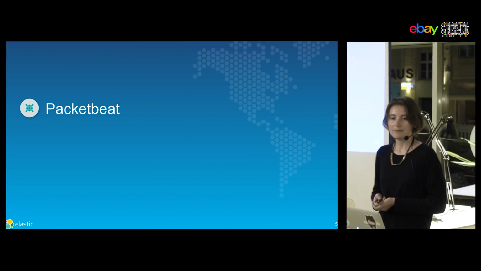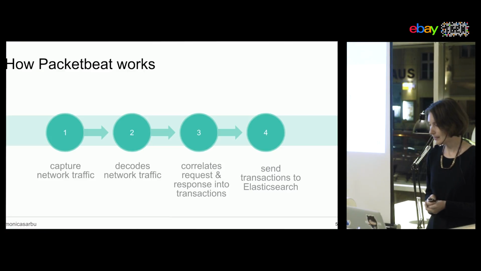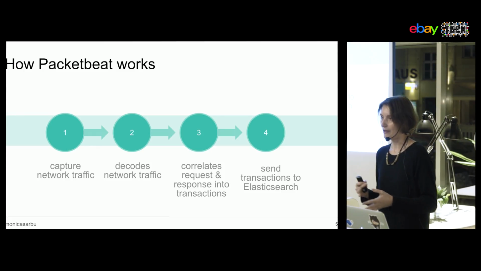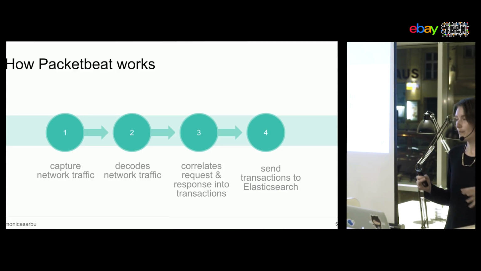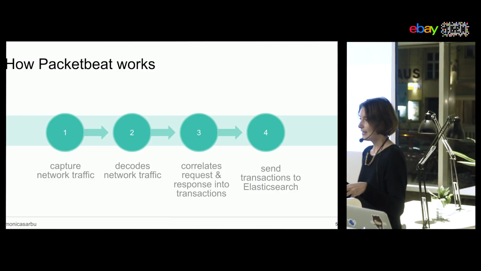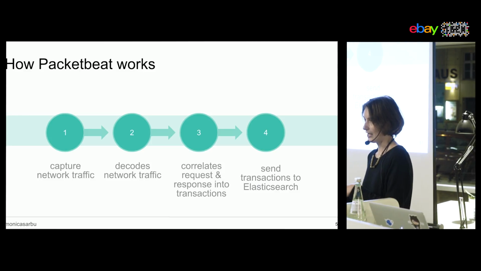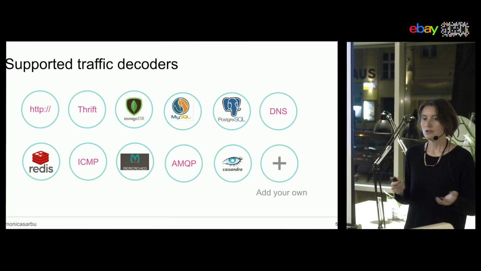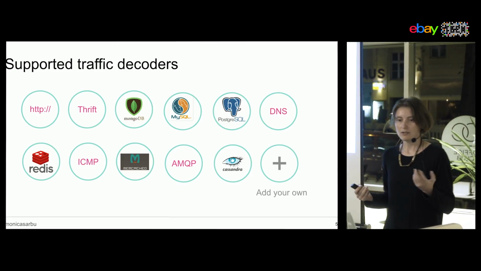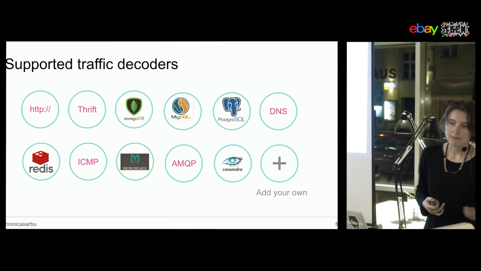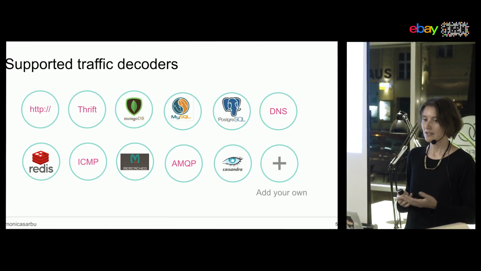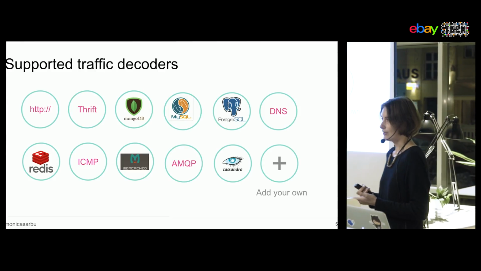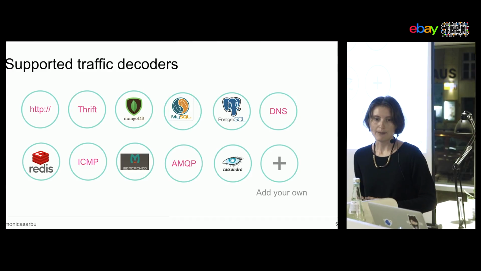Now let's see Packetbeat. The way Packetbeat works is that you install it as an agent on your servers, it listens on the traffic, and then decodes the upper layer protocols and correlates the request with the response into transactions that are pushed to Elasticsearch. From the decoders that it supports, we can note HTTP, MongoDB, MySQL, PostgreSQL, DNS, Redis, Memcache, Cassandra, and so on. And you can also add your own decoder by adding a module in Packetbeat.